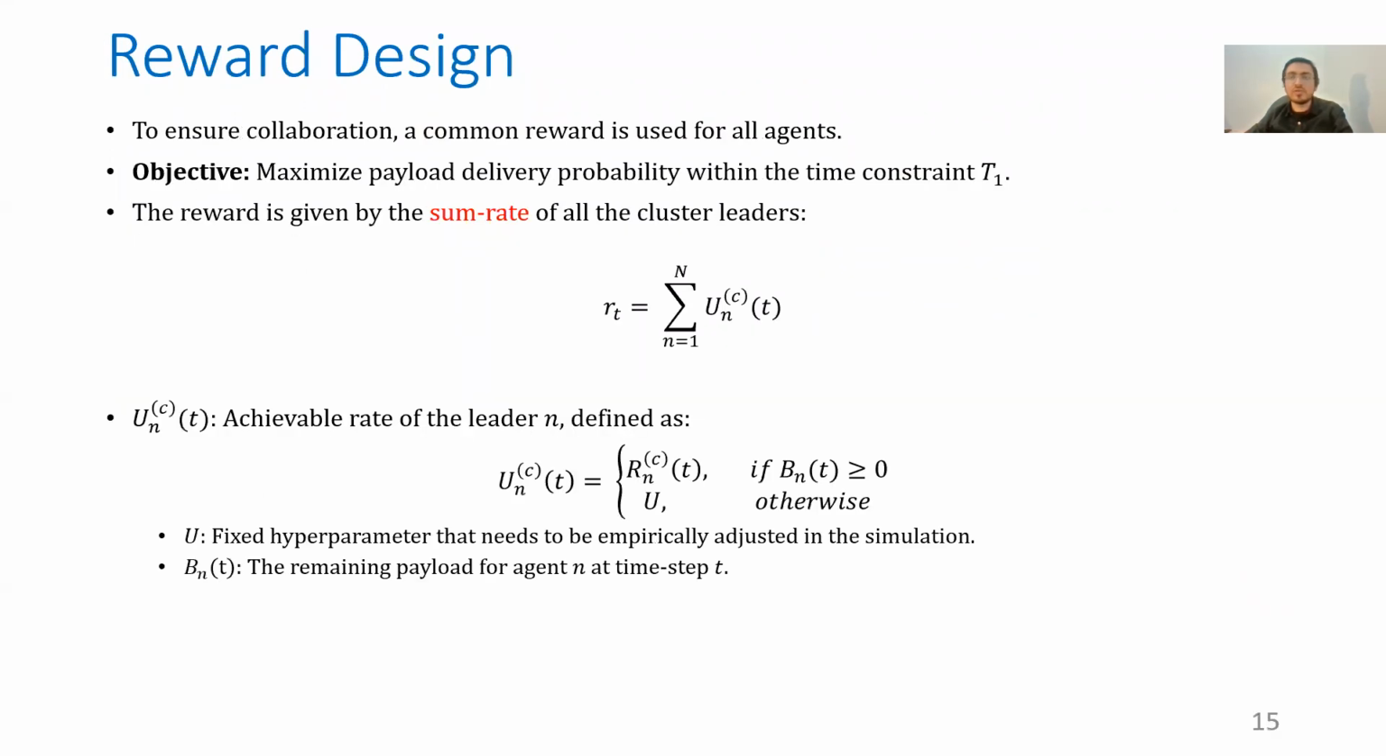So moving forward, we use a common reward for all of the agents, which is given by the sum rate of all the cluster leaders at time t. For a given cluster leader, if it has completed the transmission, its rate is denoted as U, which is greater than the maximum rate possible. This is to indicate to the algorithm the successful transmission of the packet.